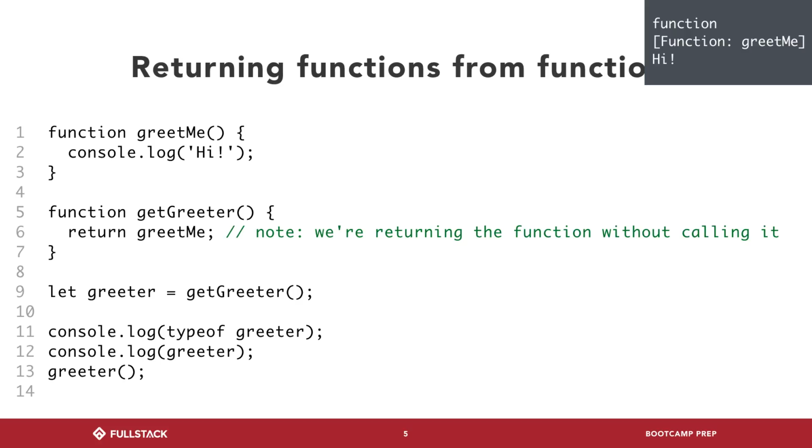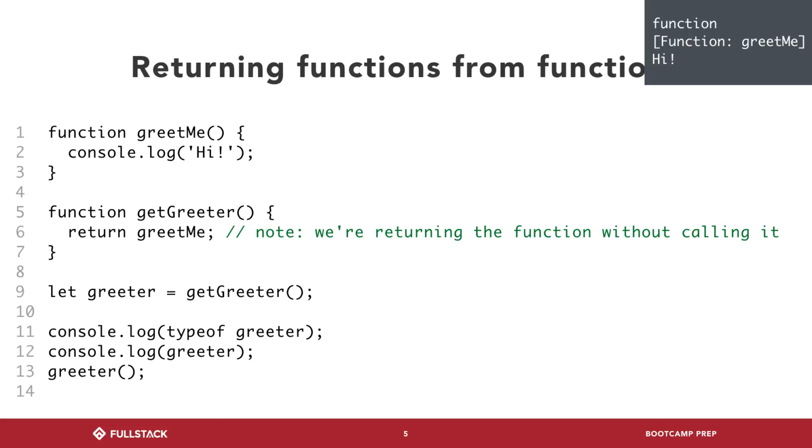Ignore the bracket notation on the second printout there. That doesn't mean it's an array or anything close to an array. It's just how JavaScript prints out a description of a function, right? So don't draw any parallels between that and an array. And then finally, on line 13, we actually invoke greeter, which is greetMe, and when we invoke that, we console log out hi.